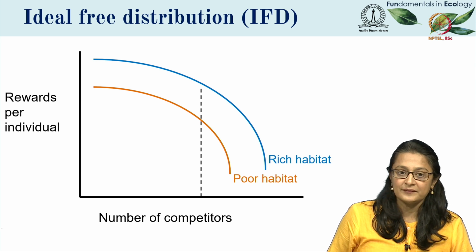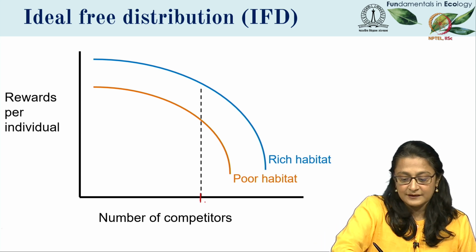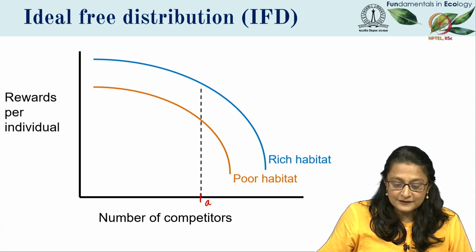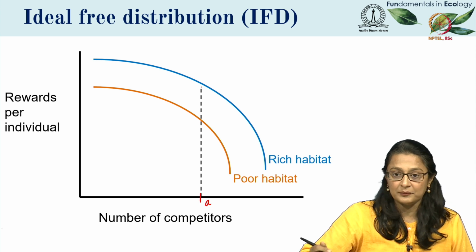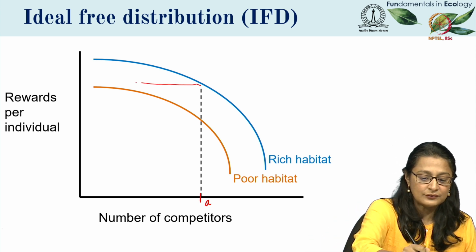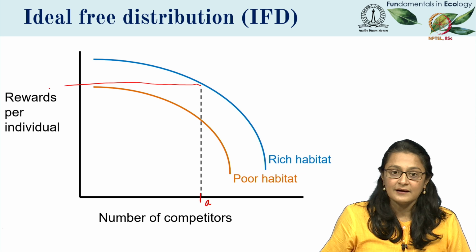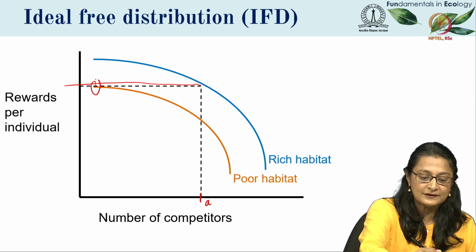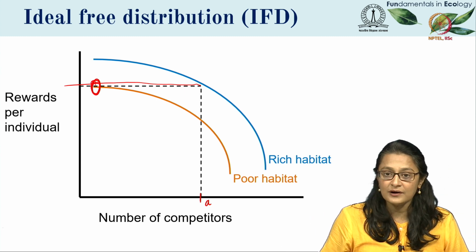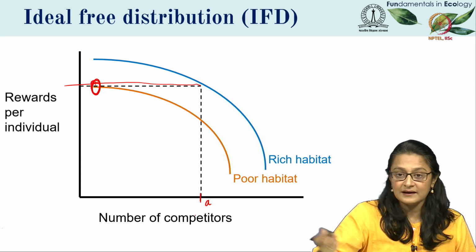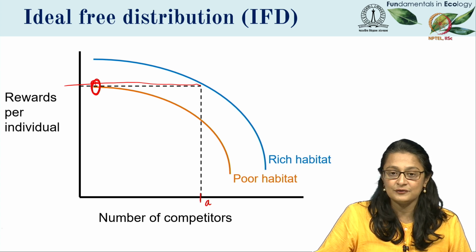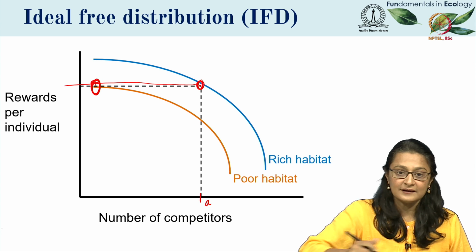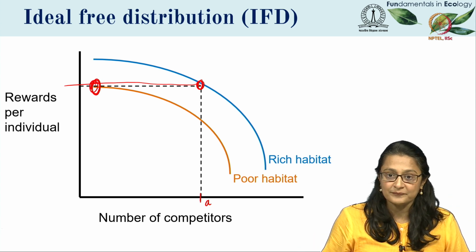At this point, on the x-axis, the number of competitors, now there's a decision to be made. If the competitors chose the rich habitat, it would get a resource value that's there. But it could also be the first individual that arrives in the poor habitat, rather than being the 8th or 9th or 10th individual in the rich habitat. Because the resources gained in the rich habitat and the poor habitat are now the same.